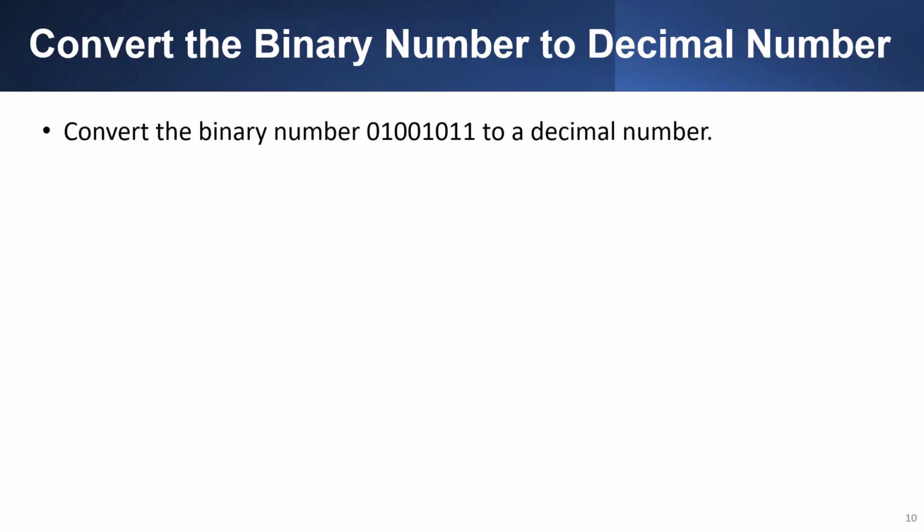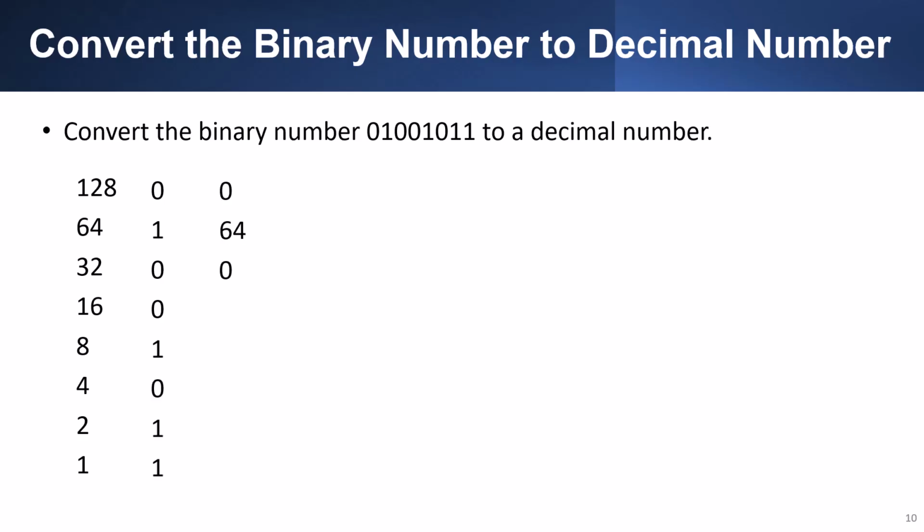Let's take a look at another example where we need to convert 01001011 to a decimal number. So start writing down 1 at the bottom and keep doubling until you get to 128. Then write down the binary digits from top to bottom. You then bring over the numbers wherever there's a 1. Then add them up together.